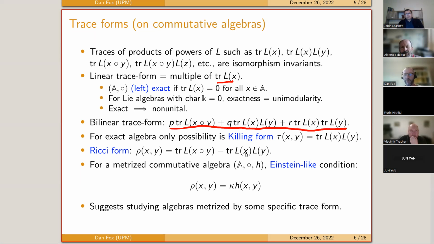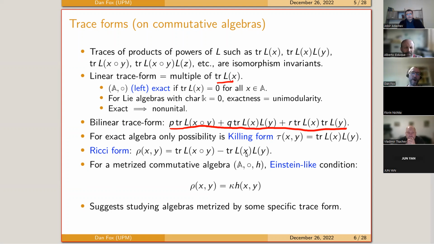Right. And so if you have something like a nilpotent Lie algebra with an invariant metric on it, it's not a trace form in this sense. Yeah. I don't know if I've answered the question really, but.